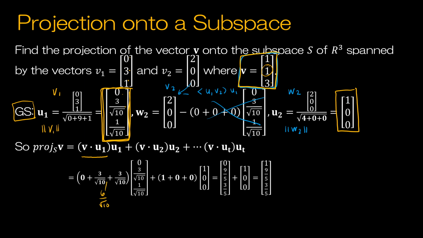Now I'm just going to be distributing that, so that's 0. And then this is 18 divided by radical 100, which is 18 divided by 10, which reduces to 9/5. And then 6 times 1 divided by radical 10. It's 6 divided by 10, which reduces to 3/5. So that's where that first new vector comes from. And then I've got 1 plus 0 times 1, 0, 0, which is just 1, 0, 0. And now I'm adding these together, and this is my projection of V onto S.